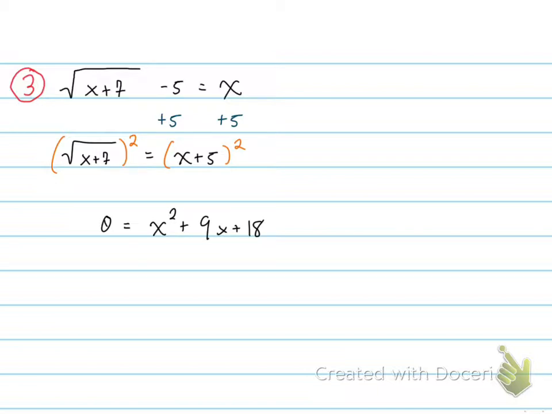And I could think about doing the quadratic formula here. I also could think about, okay, do I know any factors that multiply to give me 18, add up to give me 9? And you might be thinking 6 and 3 could work here. So now I have this equation factored out to x plus 6 times x plus 3. So my two solutions could be x is -6 or -3.